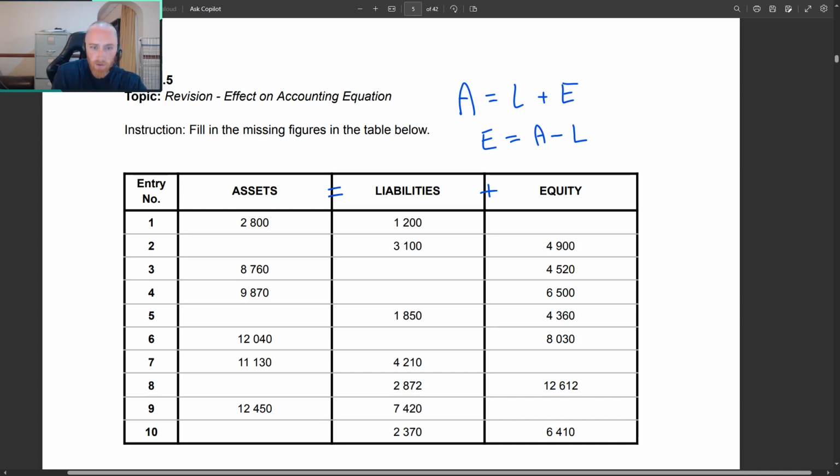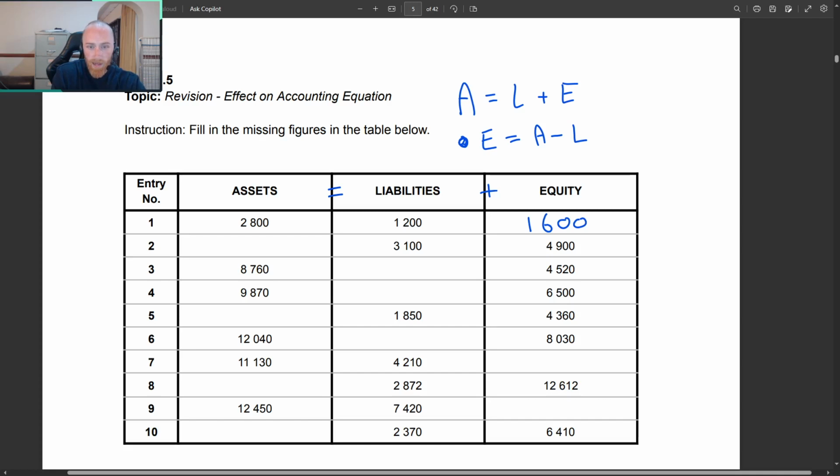Okay, let's go through these one by one. Assets of 2,800 is equal to liabilities plus equity. Now we don't have the equity, so equity, as we just said, is equal to assets of 2,800 minus liabilities of 1,200, and the answer would be 1,600.